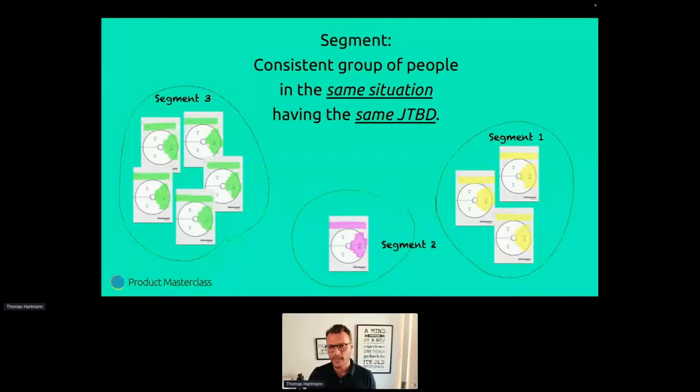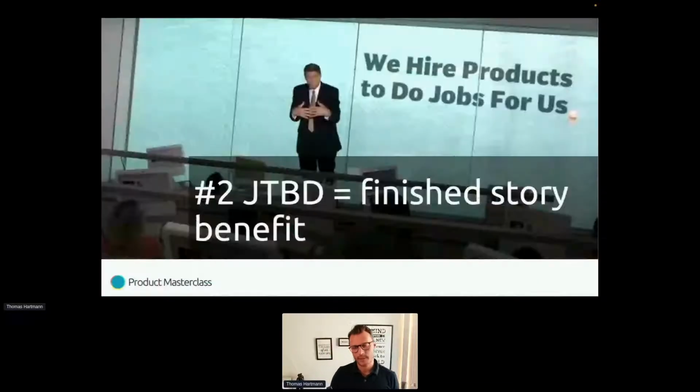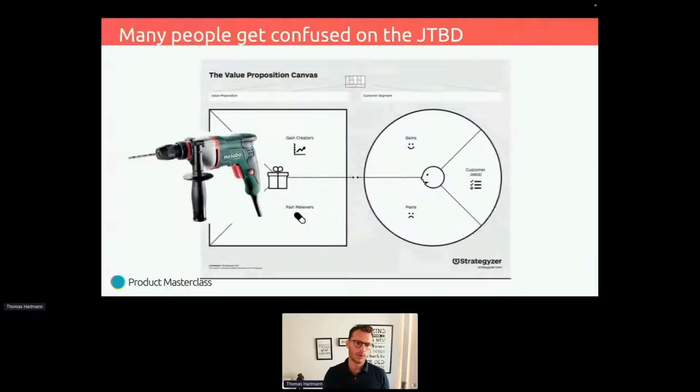So now we talked about that job to be done, right? What is the job to be done? And I want you to think about it as the finished story benefit. So what is this finished story benefit? If I ask you, what do you want to do with a machine like that, a drill? Most people would most likely say, get a hole in my wall.